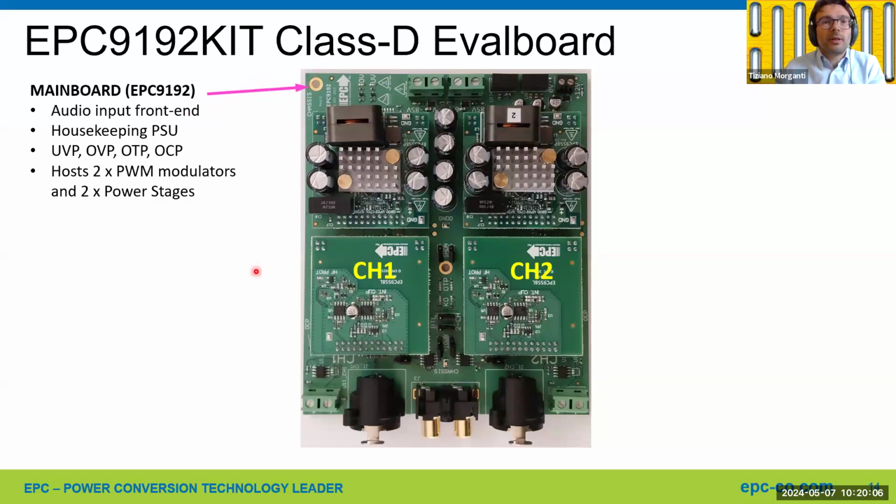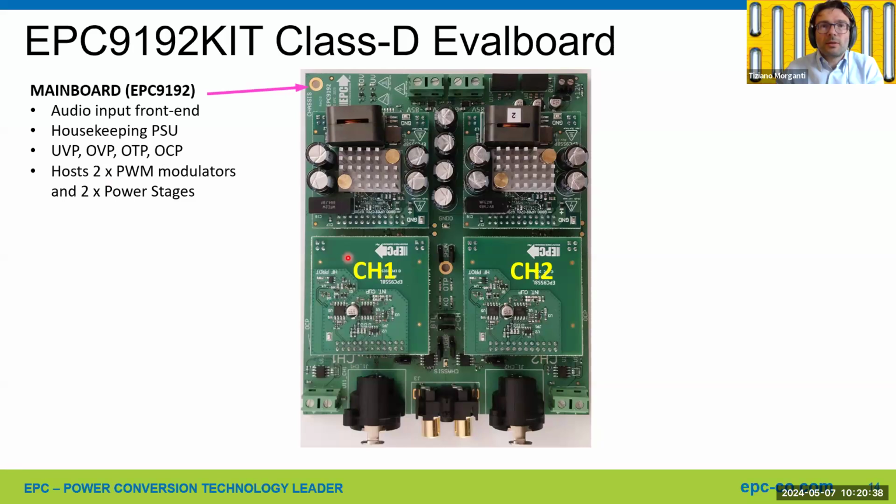So going a little bit in detail, this is the main board. We have the audio inputs and the front end with both balanced and unbalanced inputs. We have the housekeeping power supply. So you provide 12 volt here, and you have minus 12 volt and the gate driver voltage generated by two DC-DCs. And you have under voltage protection, over voltage protection, over temperature protection, and over current protection.